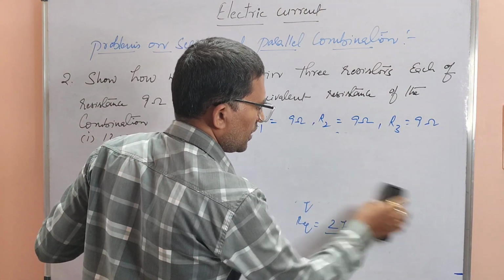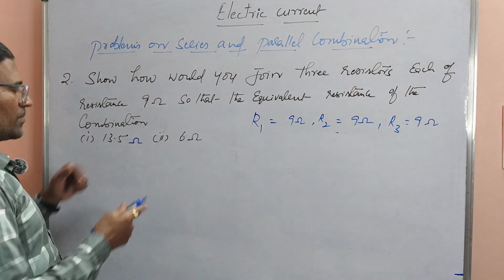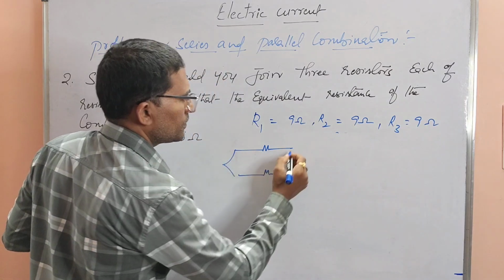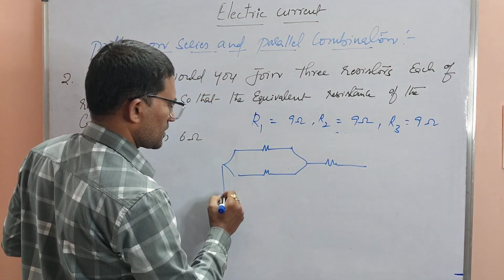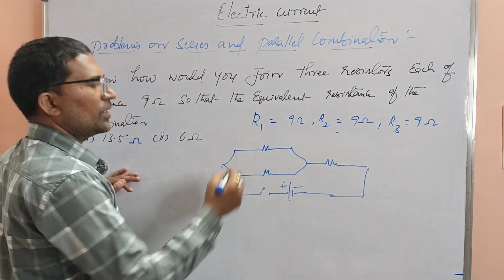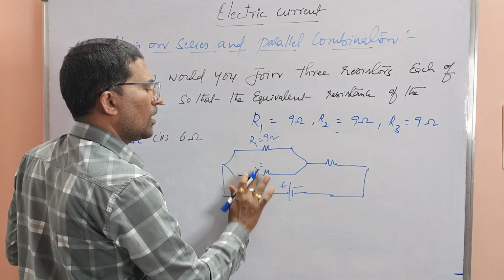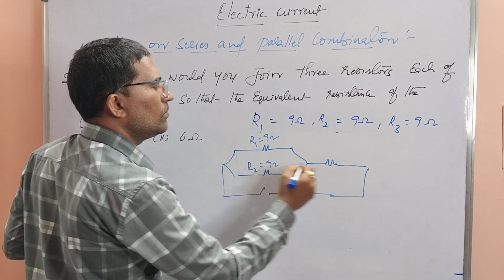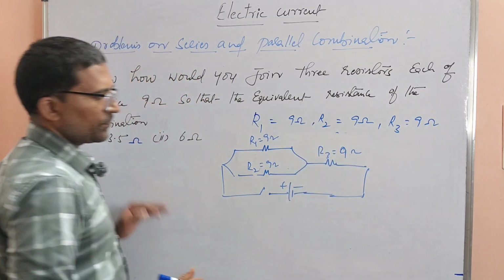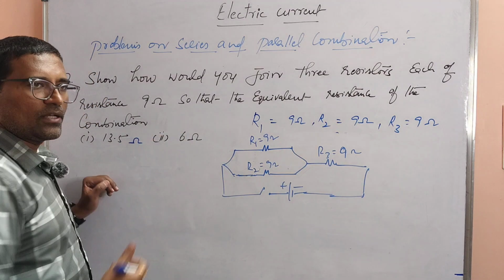Then we have to go with the other alternative circuit combinations. Next, I am going to connect two resistors in parallel, and another one in series, like this. Now here R1 is equal to 9 ohm, R2 is equal to 9 ohm, and this one R3 is equal to 9 ohm. If I connect like this, you will check how much value you get, whether you are getting any one of these values or not.